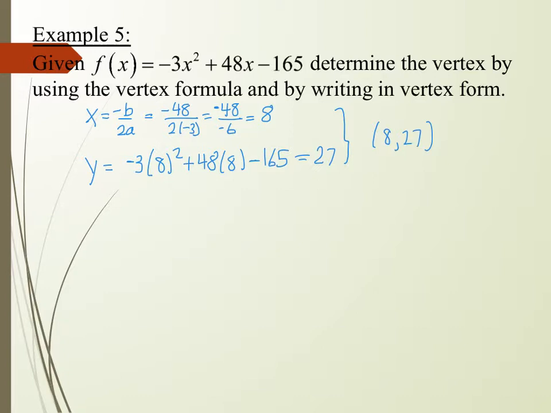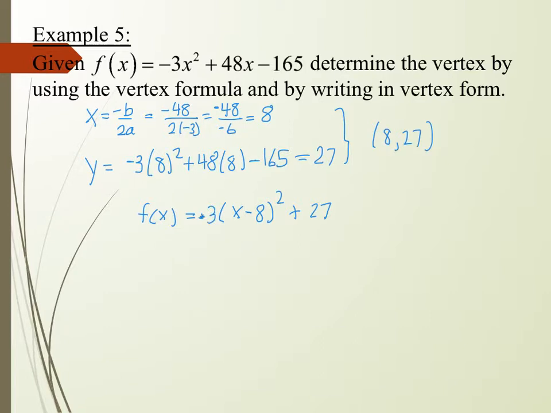Now, if we want to write it in vertex form, we know that it's going to have to be in the form x minus 8 squared plus 27. It has to be in that form, right? Well, we know that we have to have a negative in front of the x squared, but not only that, we have to have a negative 3.